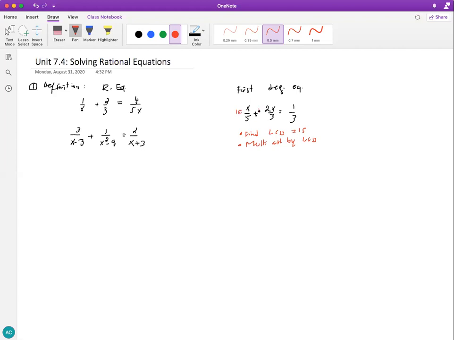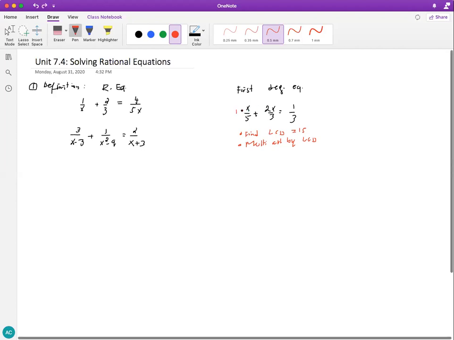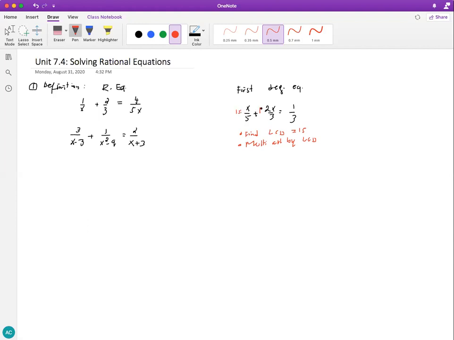Sorry, Professor. I don't understand. Why did you just put 12? By mistake. Okay, so it should be 15, 15, and 15. So you take your LCD and just put it next to each fraction.